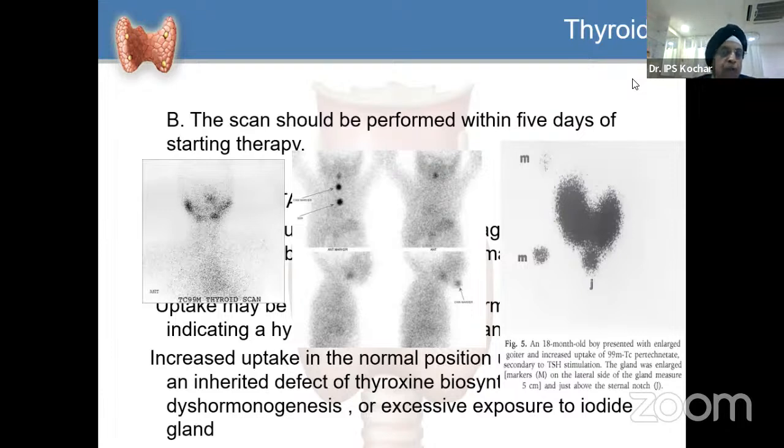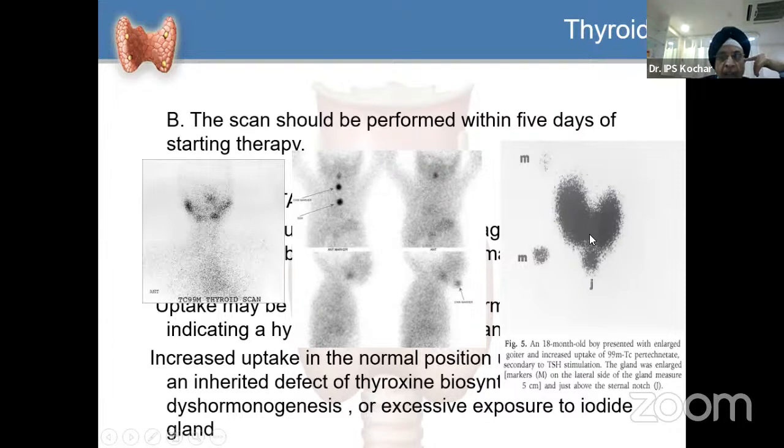Why? Because if you treat first and scan later, uptake will not occur and you will not get a proper result. You can see here this is normal, there's uptake; here there's no uptake, so this is complete agenesis, there is no tissue at all. Here there's an ectopic thyroid in the second diagram. The thyroid is not in its normal position. So maybe there will be some TSH increase, and with time you may need thyroxine.